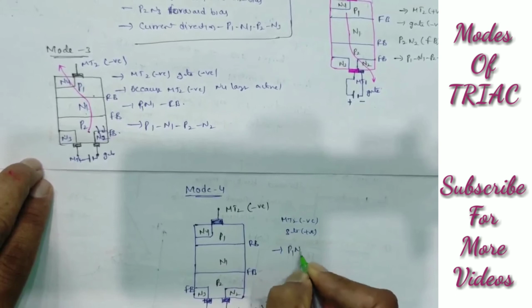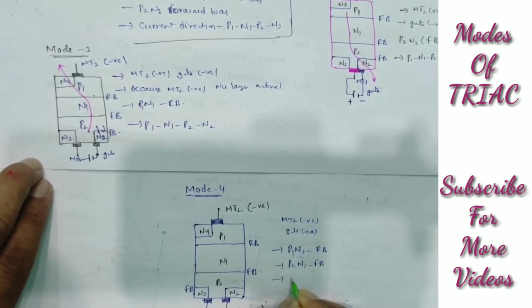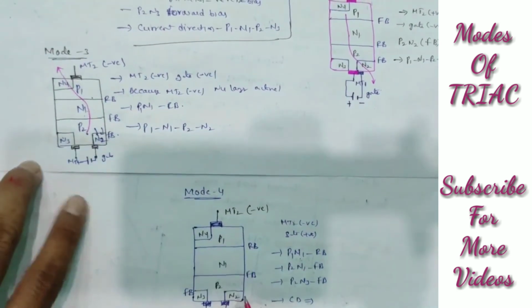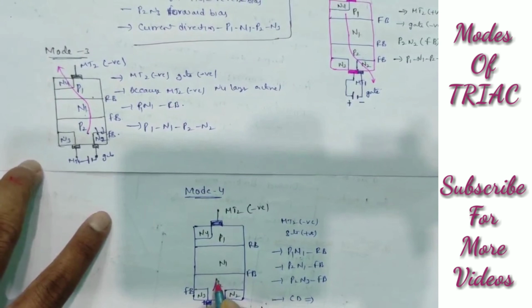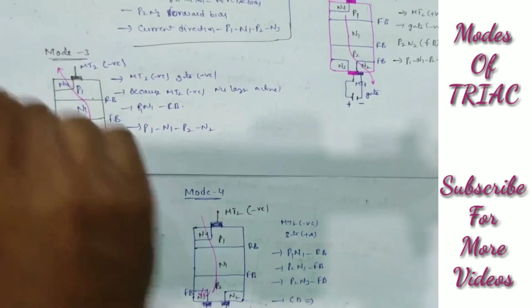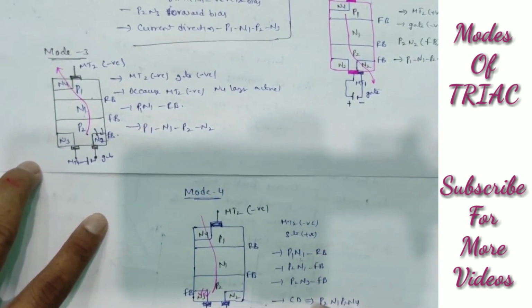So that's why P1 N1 is reverse bias, P2 N1 is forward bias, P2 N3 is forward bias. So then the current direction is P2, N1, P1, N4. This is mode 4 and this is the current direction.